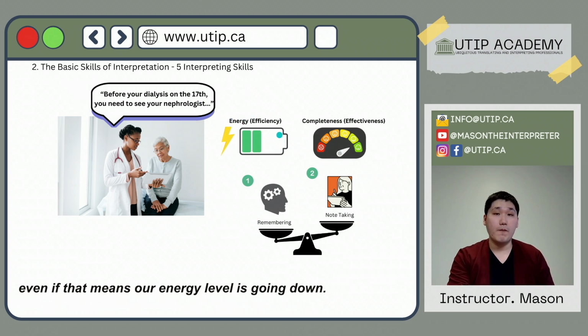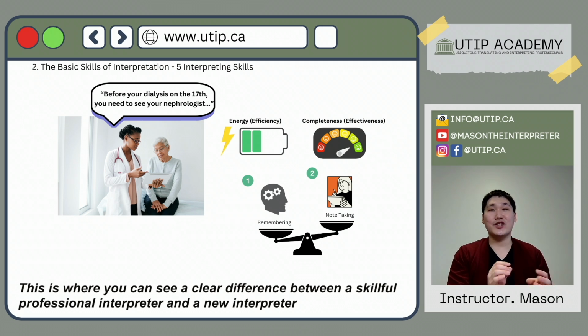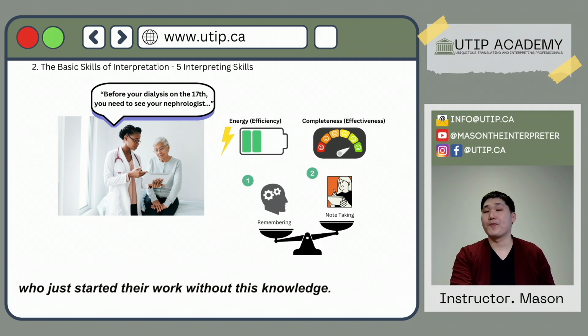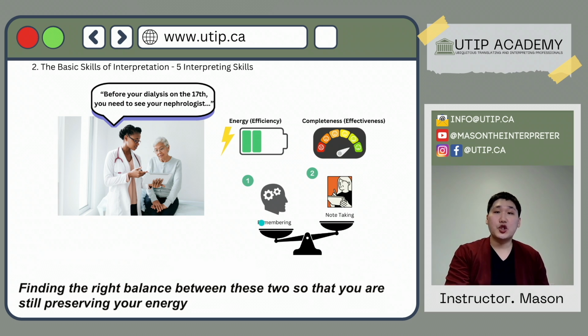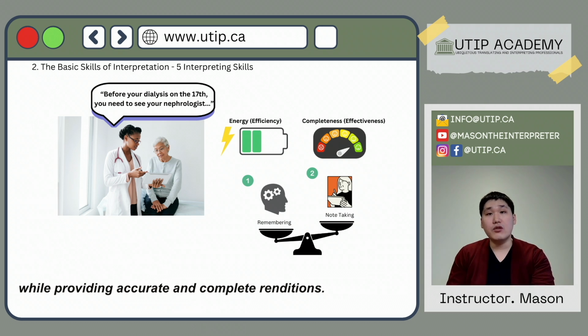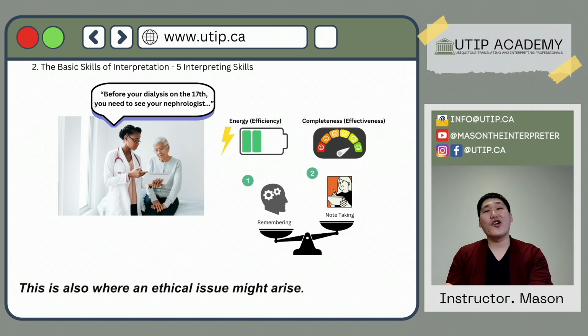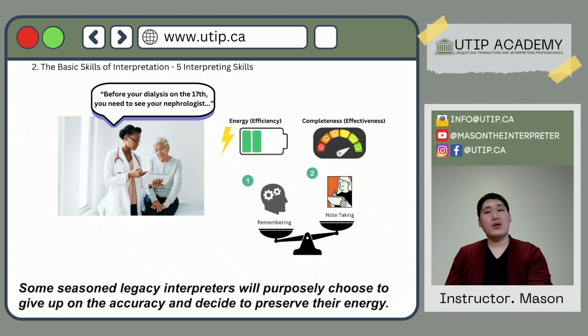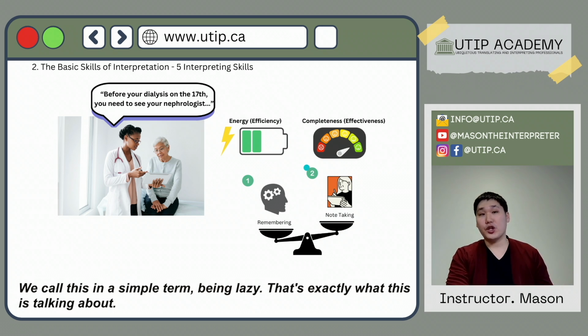level is going down. This is where you can see a clear difference between a skillful professional interpreter and a new interpreter who just started their work without this knowledge. Finding the right balance between these two so that you are still preserving your energy while providing accurate and complete renditions. This is also where an ethical issue might arise. Some seasoned legacy interpreters will purposely choose to give up on the accuracy and decide to preserve their energy. We call this, in a simple term, being lazy. That's exactly what this is talking about.